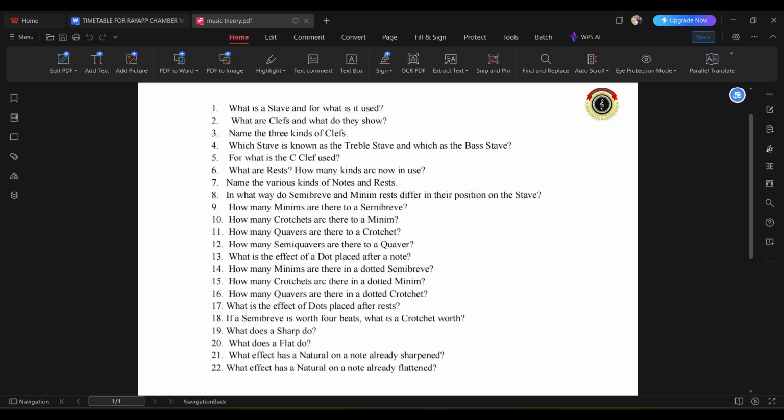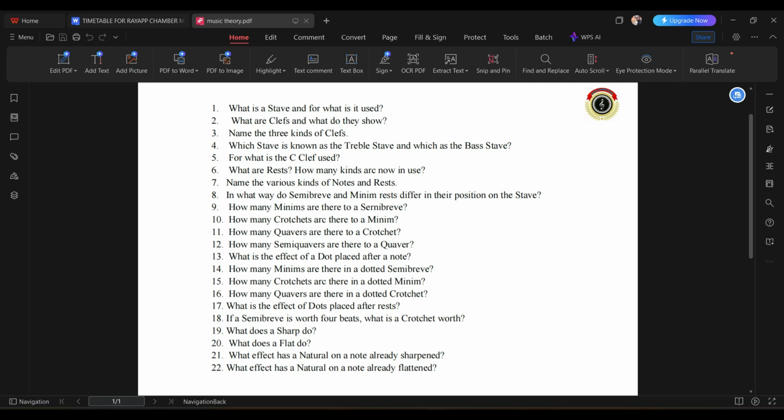Or probably what is a staff and what it is used for. So what is the use of the staff? Basically that is how the question should have been framed. So we will say a staff consists of 5 horizontal lines and 4 spaces on which musical notes are written. Staff or stave consists of 5 horizontal lines and 4 spaces on which musical notes are written.